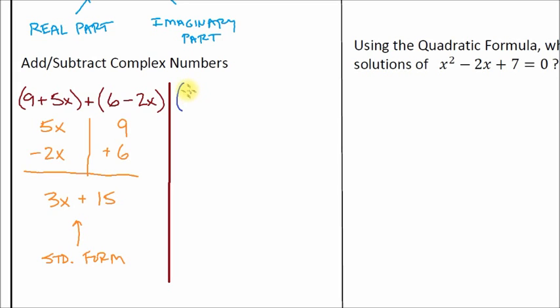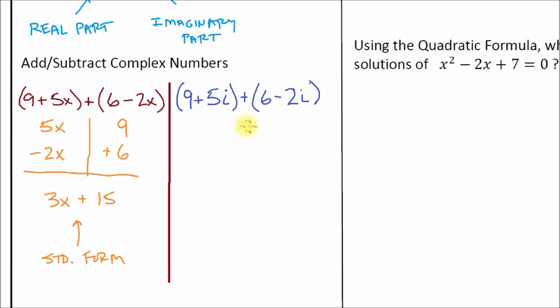Alright, now what does this look like when we're adding and subtracting imaginary or complex numbers? Let's write these same numbers now, except instead of putting an x there, we're going to put an i there. So 9 plus 5i, there's an imaginary or complex number, and then we'll put in here 6 minus 2i. Well, let's look at this. The solution is going to be identical.